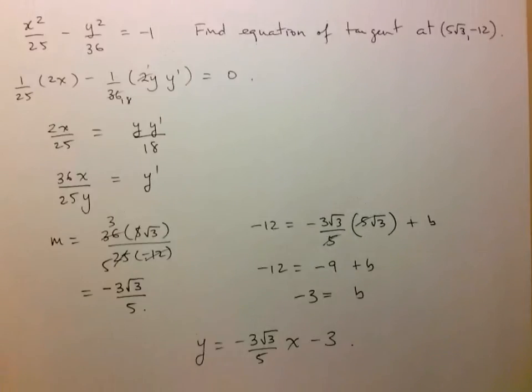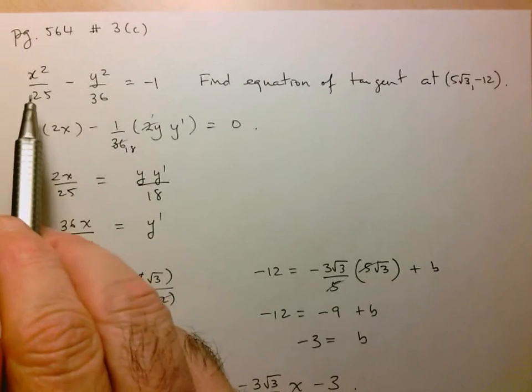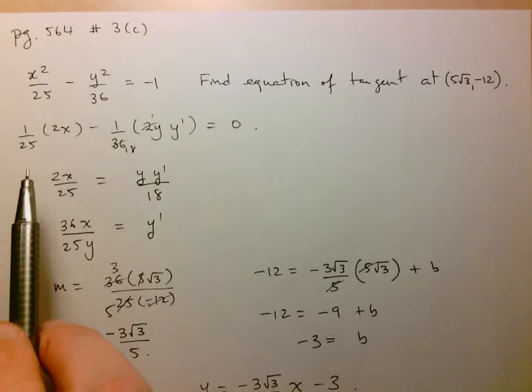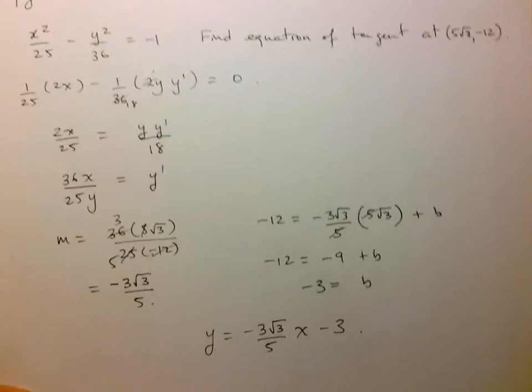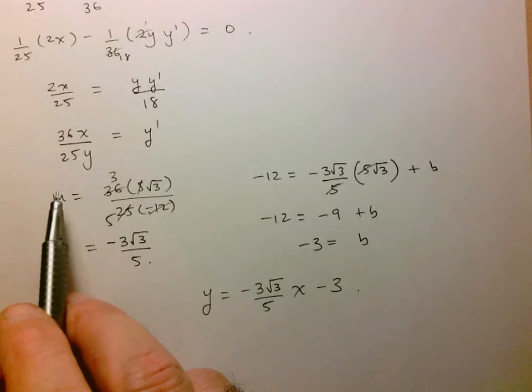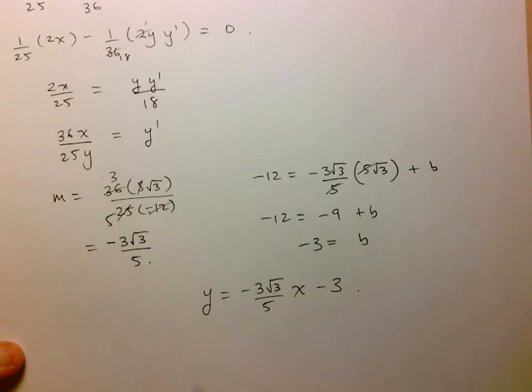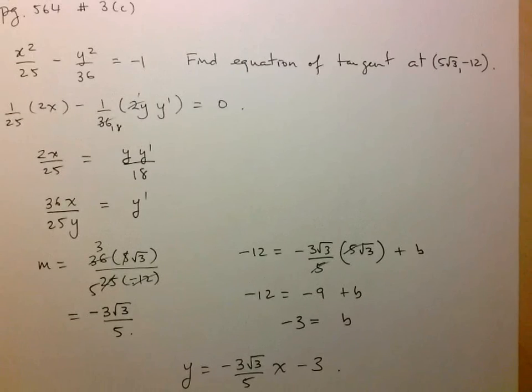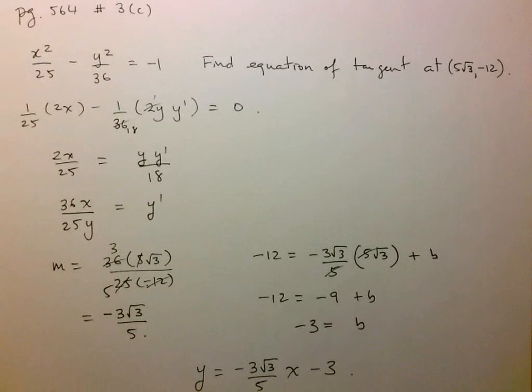And there's the answer. Okay, so just to recap here, it makes sense to use implicit differentiation here. And then because of that, we end up needing both the x and y to find the slope, and then just use that to find the equation of the line. Okay, there's the full solution, and that's it for this one.